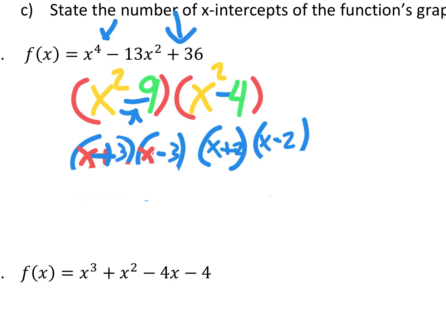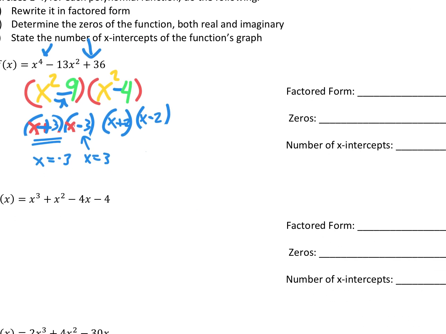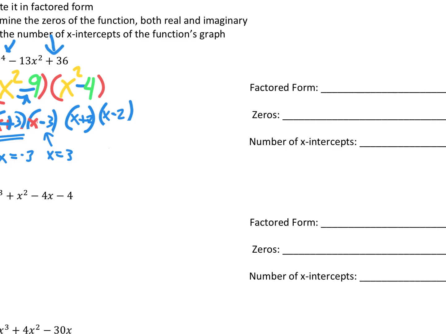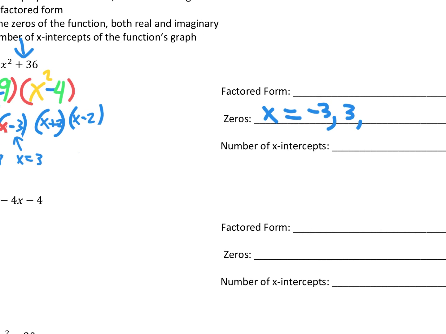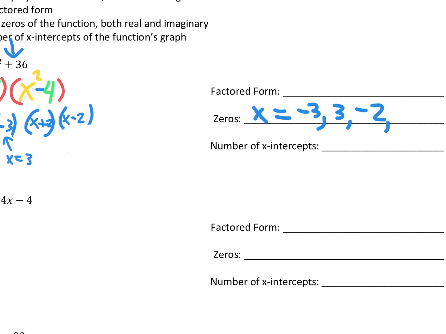What you're doing is figuring out what can I put in here that makes it equal 0. X equals negative 3. What can I put in here that makes it equal 0? X equals 3. And I'm not going to make you write x equals every single time. What you can do is write x equals, and then what are my 4 answers? Negative 3, 3, negative 2, and 2.